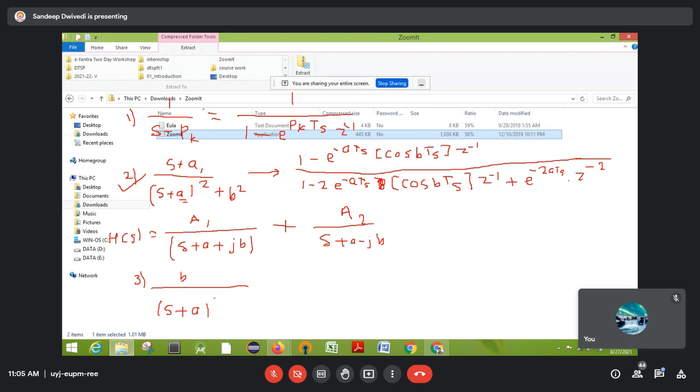s plus a whole square plus b square. Okay, the only change is that in the numerator, instead of s plus a, you are having b. So in that case, all the things will be almost the same. Just here, instead of cos bts it will be sin bts. In the numerator, instead of cos you need to take sin. All other things will be the same.